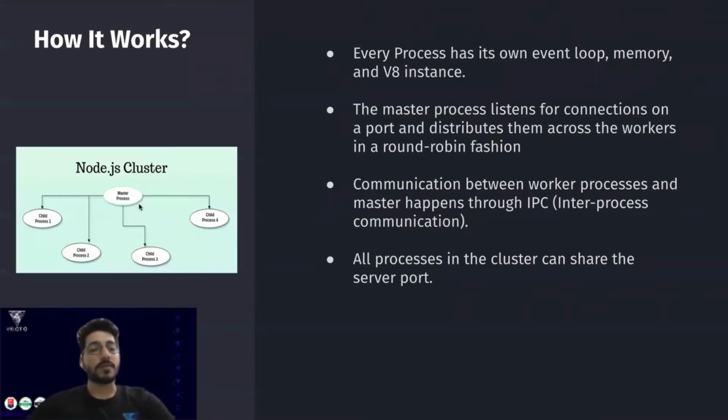The master process, depending on the number of cores present, spawns the child processes. Every process has its own event loop, memory, and V8 instance. Now imagine how fast it could become. The master process listens for incoming requests at a port and distributes the requests to the child processes in a round robin fashion. Communication between master and child processes happens through IPC, that's inter-process communication.